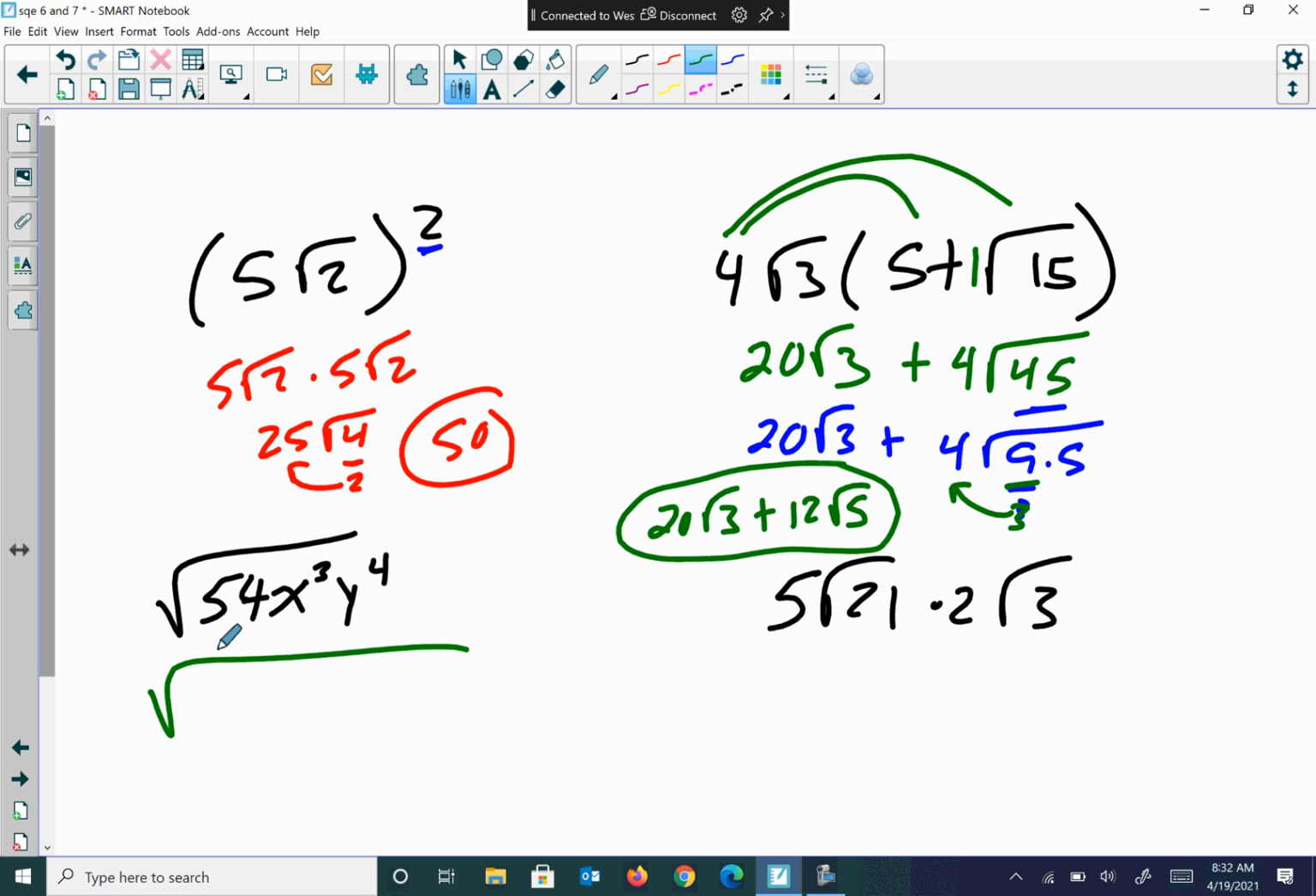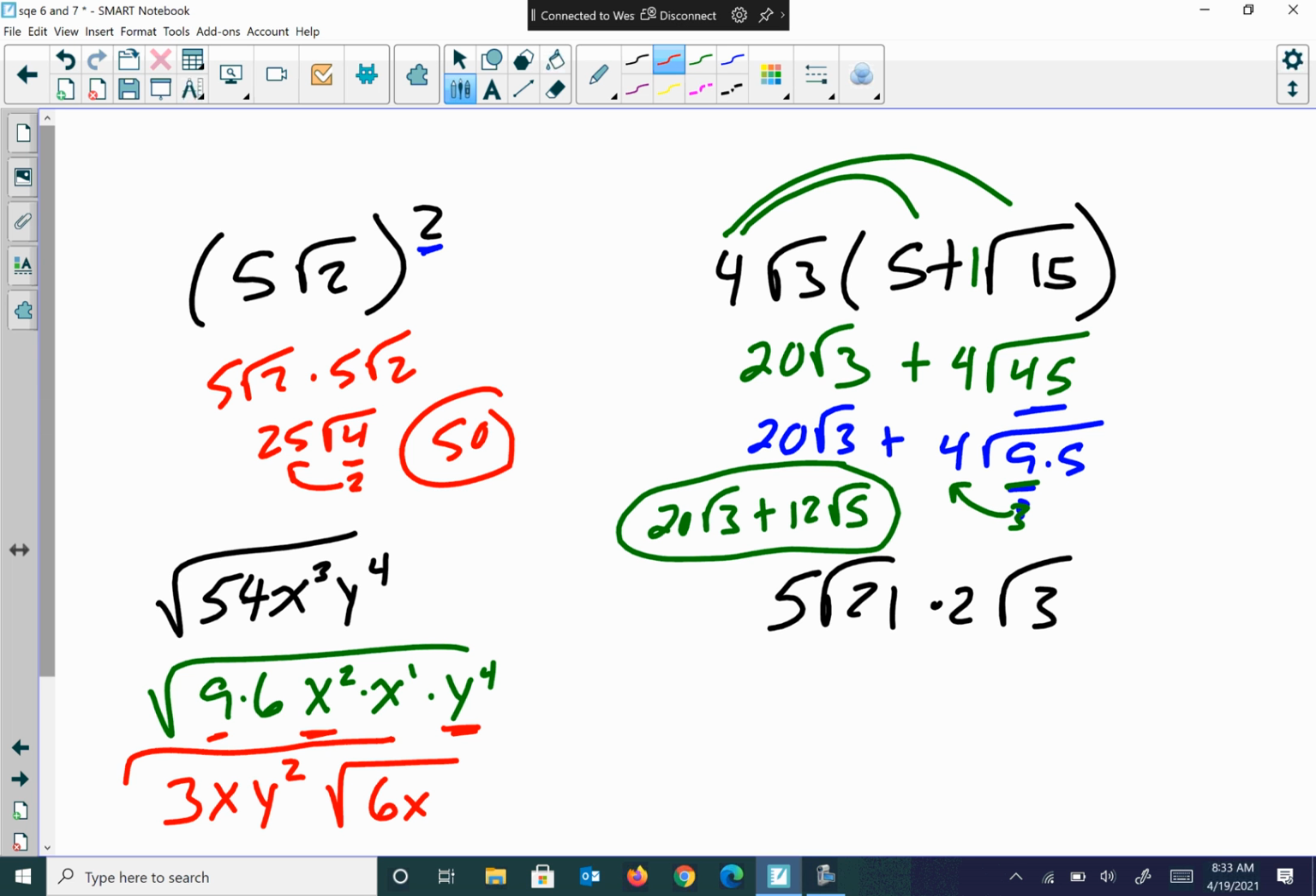All right. I'm going to break 54 down to 9 and 6. The reason I'm doing 9 and 6 is 9 is the biggest perfect square that happens to go into 54. I'm going to break x to the third down to x to the second, x to the first. Y to the fourth stays as is. Following my lead so far? All right, square root of 9 is 3. Square root of x squared, you just take half of it, so that's x to the first. Square root of y to the fourth, take half of that, it's y to the second. And then I'm left with underneath the radical a 6 and an x. So that entire thing's my answer.